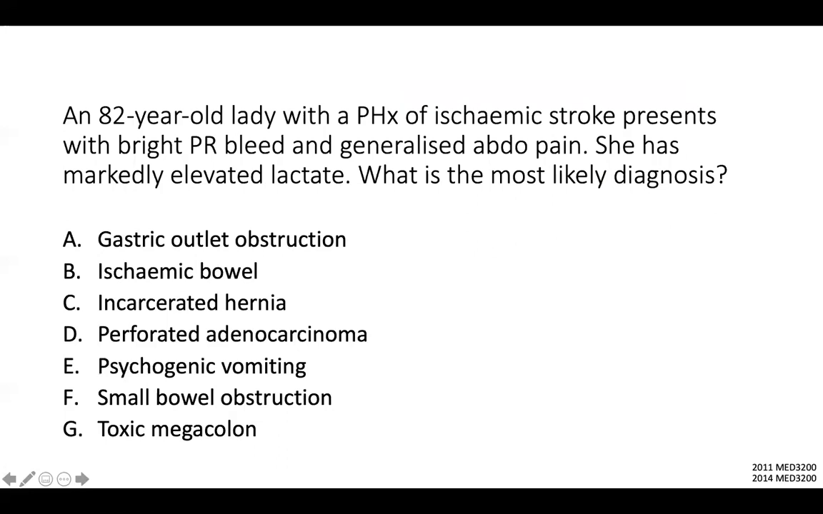Ischemic stroke, old lady, PR bleeding, generalized abdo pain, elevated lactate. So you want to start thinking about ischemic bowel. What kind of ischemic bowel is it? Chronic. Yeah, this is more likely a chronic type. Sorry, I gave that away.